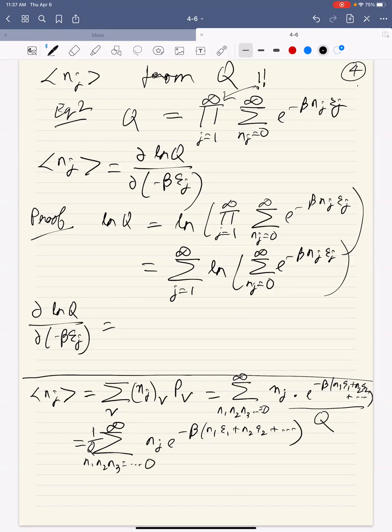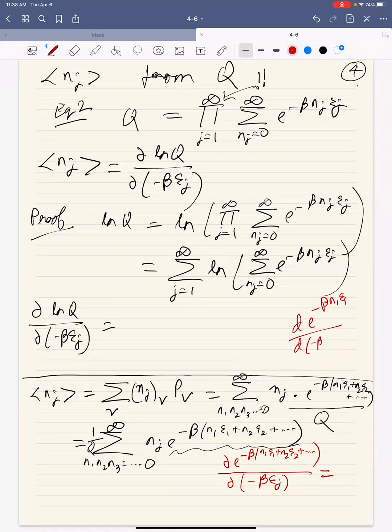Now, is it clear why this partial with respect to minus beta epsilon j might play a role? If you think about this thing and we differentiate it, the partial of e to the power minus beta N1 epsilon 1 plus N2 epsilon 2, with respect to minus beta epsilon j. How much is this going to be? What will be the first term over here? If epsilon j confuses, think about differentiating with respect to epsilon 1. If you are doing d of e to the power minus beta N1 epsilon 1 by d of minus beta epsilon 1, what would be the answer? N1 multiplied by e to the power minus beta N1 epsilon 1, right?